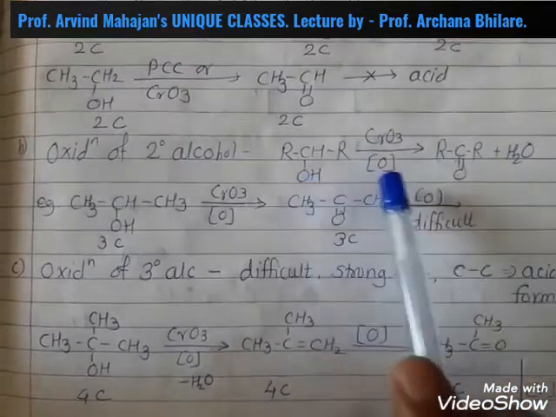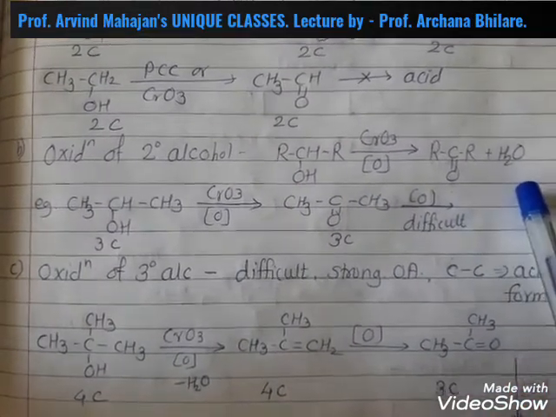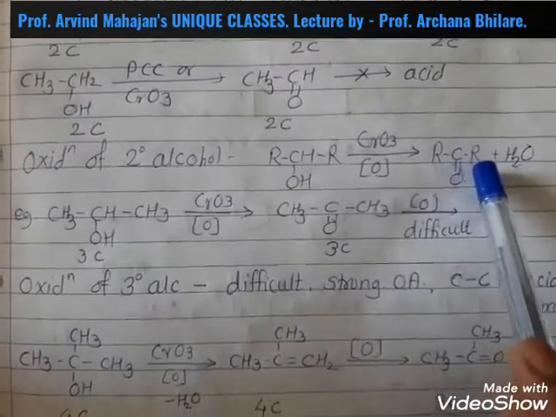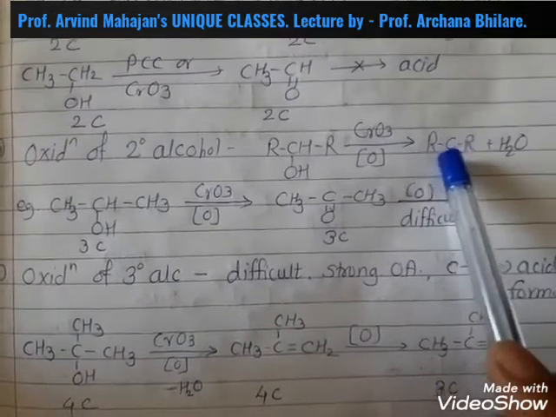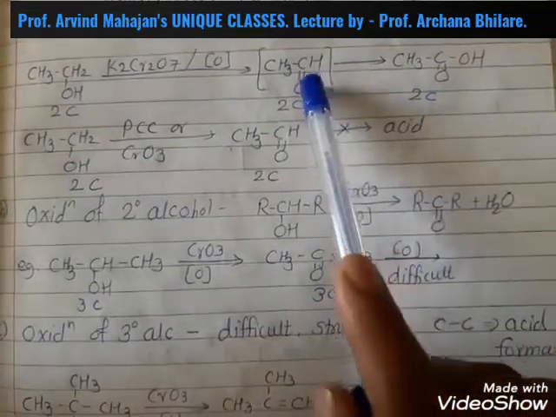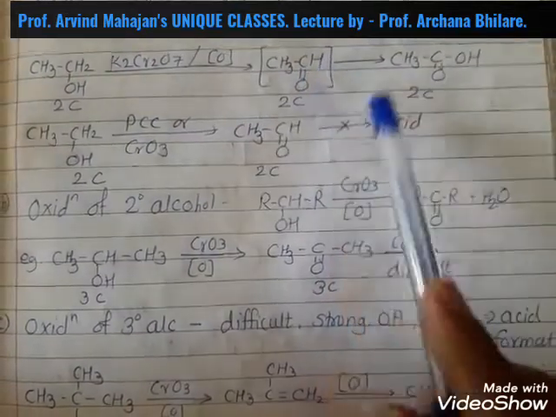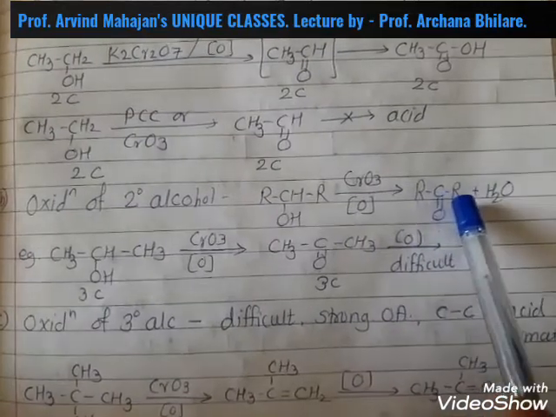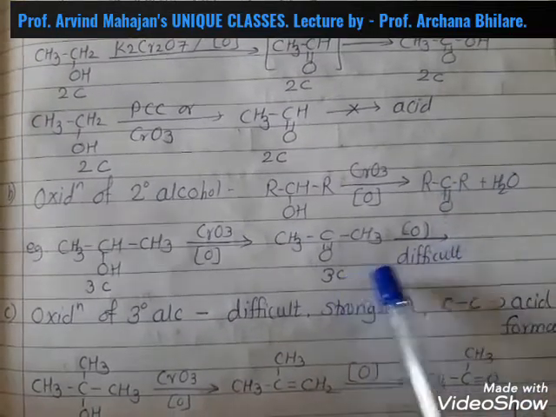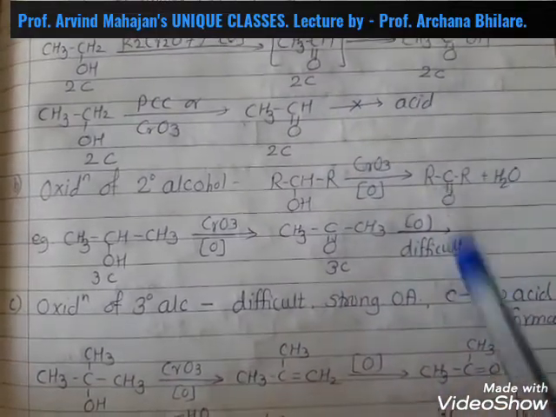So secondary alcohol is oxidized to ketone and it is difficult to oxidize ketones. Why? Because here we have to break the C-C bond. R is an alkyl group, which means here we have to break the C-C bond. When we wanted to convert aldehyde to carboxylic acid, we have to break the C-H bond. It is easy to break a C-H bond as compared to a C-C bond. So more energy is required to break the C-C bond. So it is said that ketones are difficult to oxidize and aldehydes are readily oxidized to carboxylic acid.